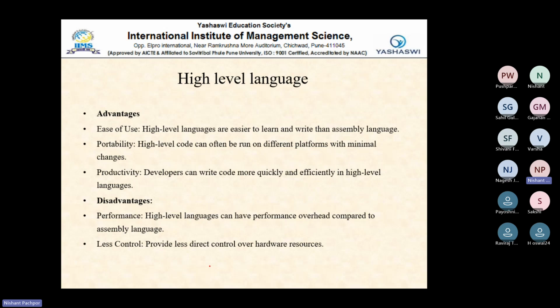Productivity and development cost: you can write code more quickly as compared with assembly language and machine language, and you get better efficiency. Then we can write code easily in a higher level language.